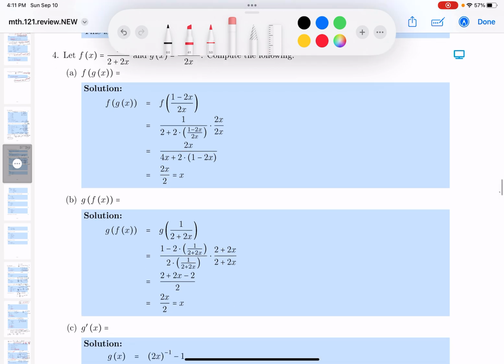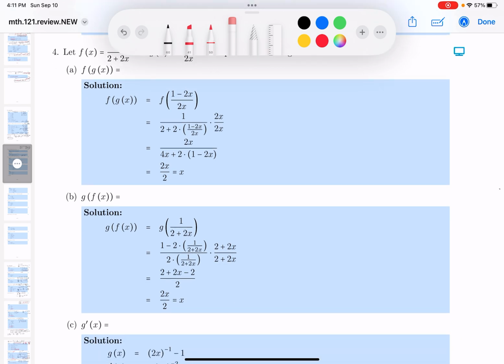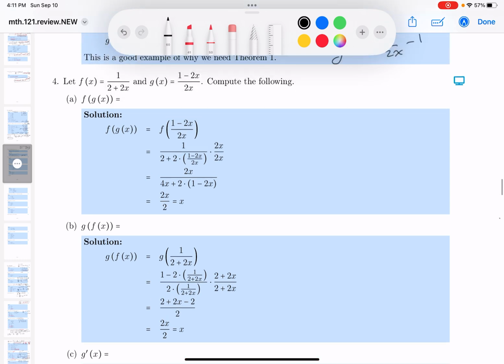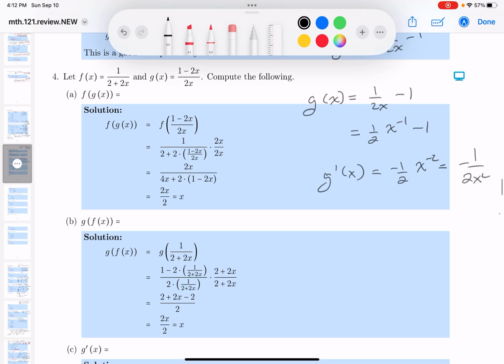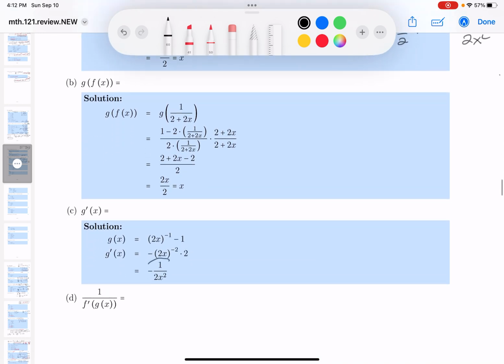And let me do g prime now. All right? So g prime, and again, I'm going to write this over here. g of x is, again, 1 over 2x minus 1. I can write it a little differently. I can write it as 1/2 x to the minus 1, minus 1. So g prime, let's take a look at that. That's going to be minus 1/2 x to the minus 2, which is minus 1 over 2x squared. All right, let's take a look at the check. And I'm seeing that right over here. All right, so we just verified that.